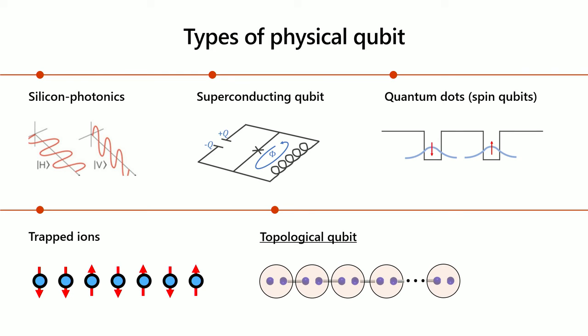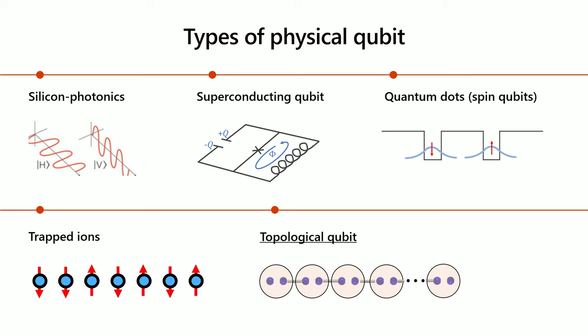There's silicon photonics. Those are using photons of different polarization. There's superconducting qubits. This is the most popular out there. So IBM, Google are going after superconducting qubits. There's quantum dots or spin qubits. These are taking advantage of the spin of quantum particles like electrons, so they can spin up, down, left, right.